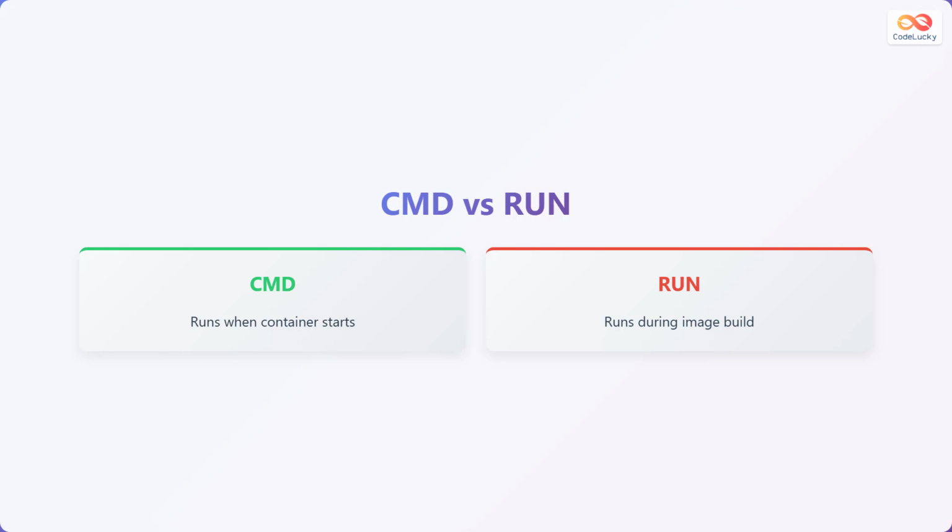It's important to differentiate between CMD and RUN instructions. The CMD instruction runs when the container starts, whereas the RUN instruction runs during the image build process. RUN executes commands and commits the results to a new layer in the image. CMD specifies what command to execute when the container starts.